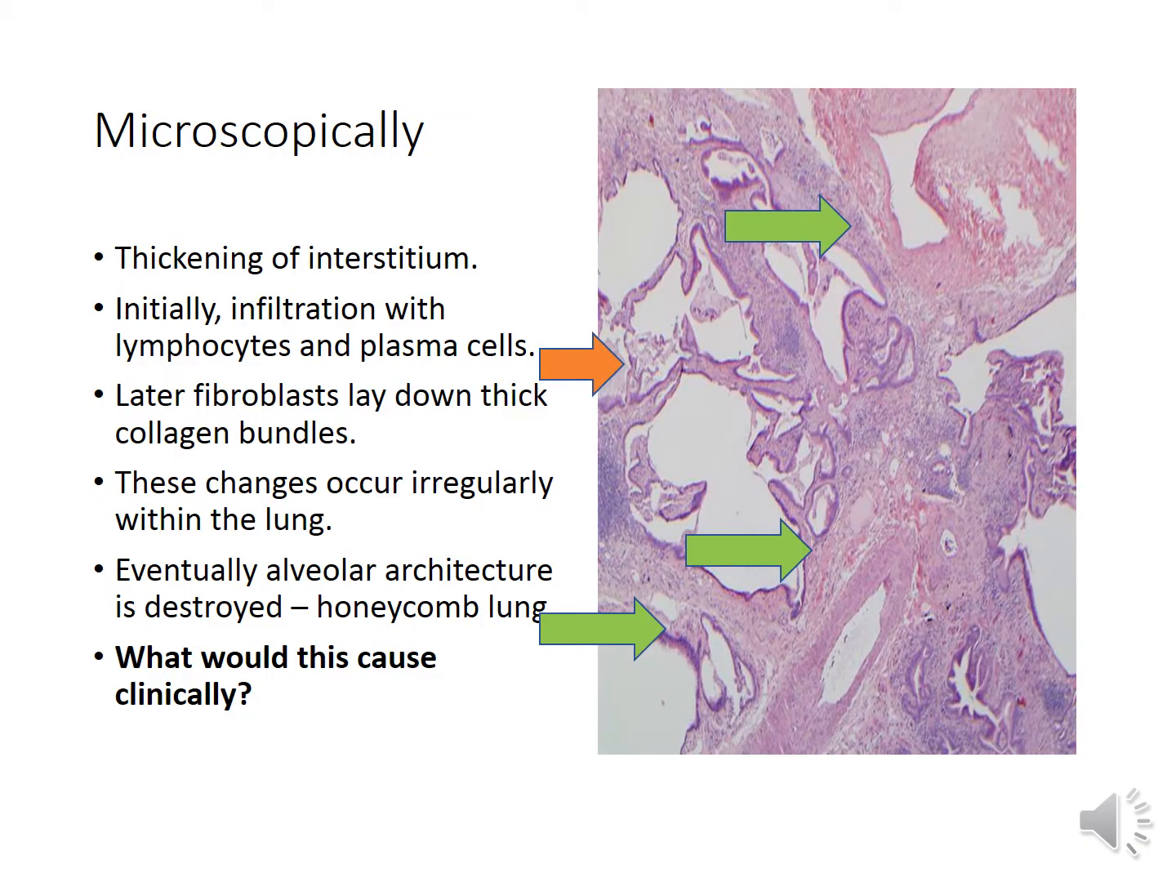This is what it classically looks like under the microscope. There is only one area that is close to normal in this picture. The normal wall of the alveolar sac is very thin and delicate, just like the one near the orange arrow. The other alveolar sac has a very thick fibrotic wall, as pointed by the green arrow.